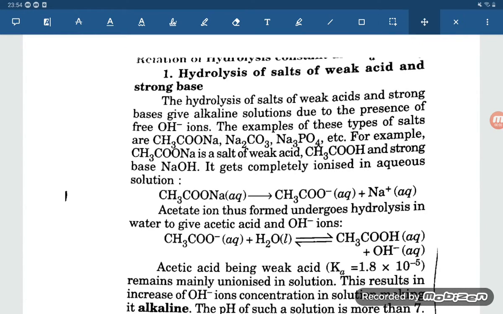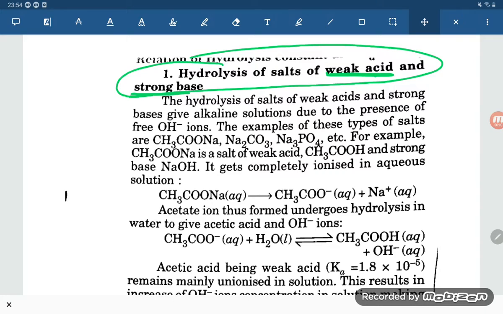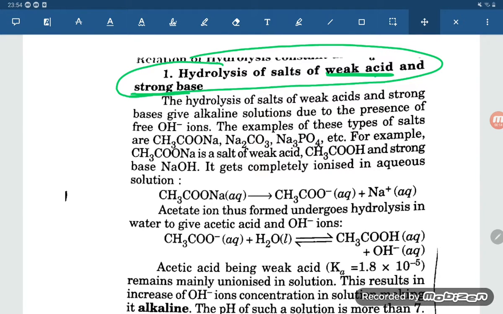Hello students, let us try to understand the hydrolysis of salt of weak acid and strong base. So we are taking a salt of weak acid and strong base. The hydrolysis of such a salt gives an alkaline solution because the base is strong, so its effect will be more. It gives an alkaline solution due to the presence of OH- ion.